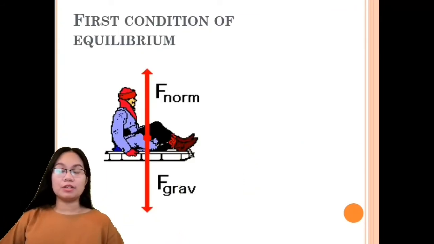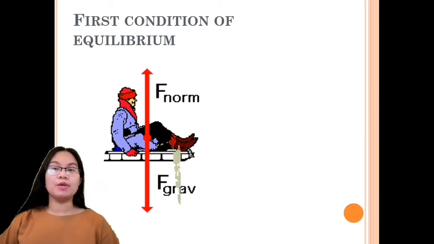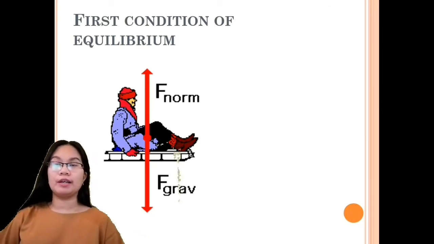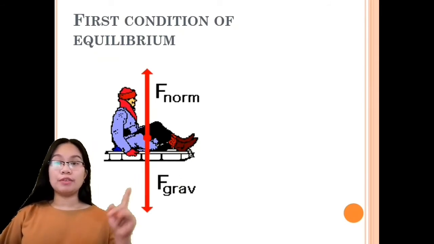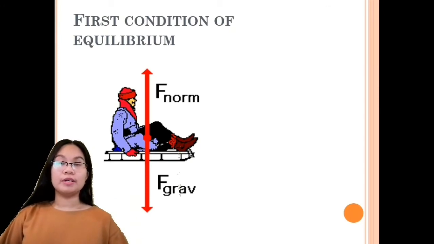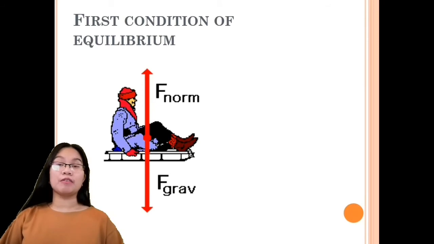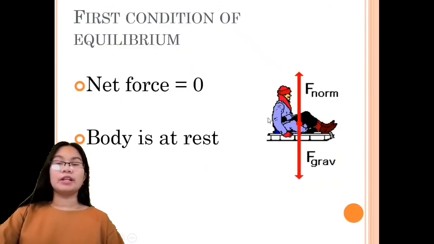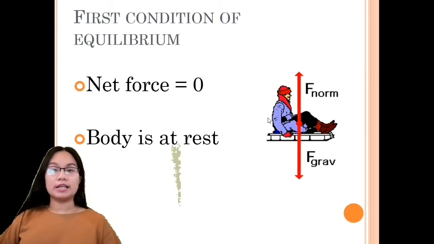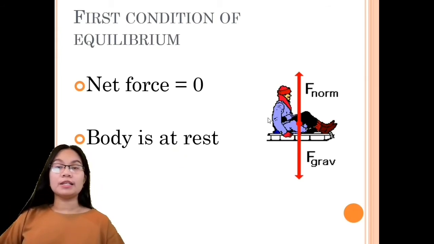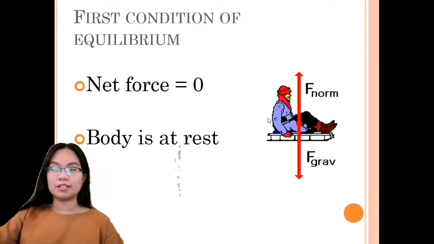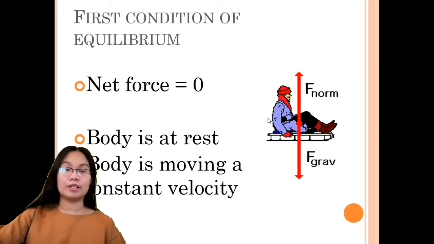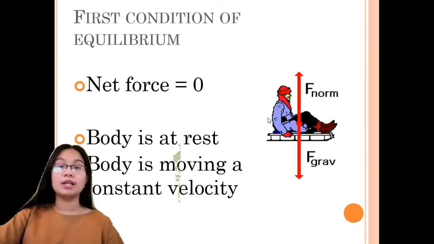Okay, one application of Newton's first law of motion is the first condition of equilibrium. So you can see here in the figure, I want you to look at the illustration. You have the normal force, which is pointing upwards, and then you have the gravitational force. So the normal force is equal to the gravitational force. Therefore, when we sum up the forces, that's equivalent to 0. So the net force acting on this is 0, and the body is at rest. If an object is in the first condition of equilibrium, the body is either at rest or it's moving at a constant velocity, if the net force or the summation of forces acting on it is equal to 0.